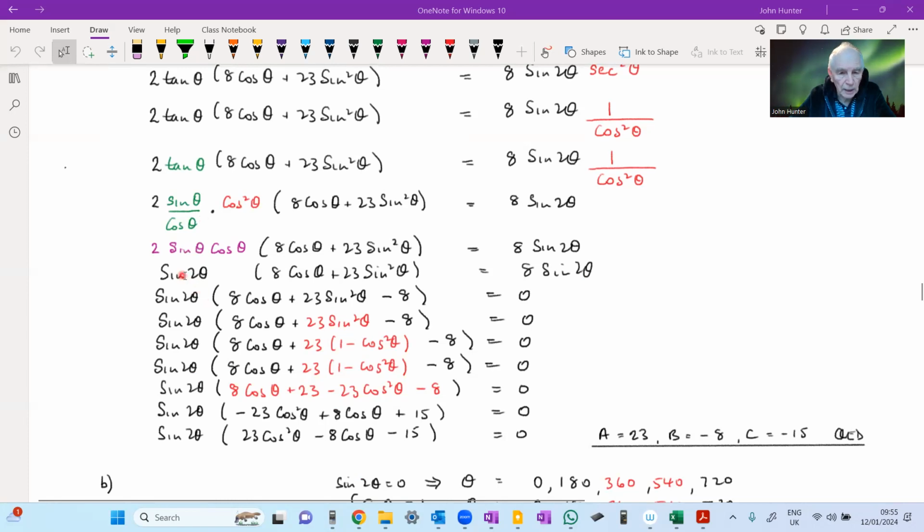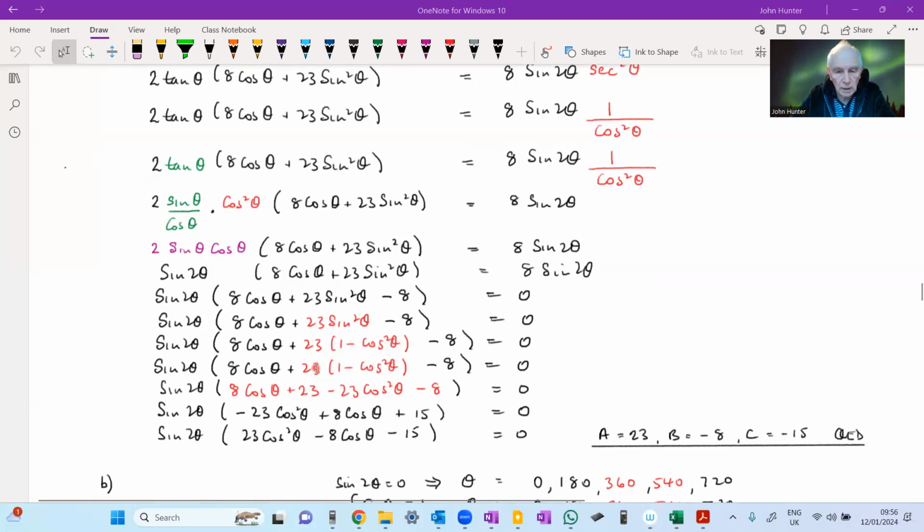So we've got to this point here: sine 2 theta, 8 cos theta plus 20 sine squared theta equals 8 sine 2 theta. Now this is good because we've got sine 2 theta right throughout. So if we subtract 8 sine 2 theta from both sides, we can factorize out the sine 2 theta and bring the 8 inside the brackets. Now it's starting to look the right sort of thing. We've still got this problem with the sine squared theta, but a fairly easy substitution there: sine squared theta equals 1 minus cos squared theta.